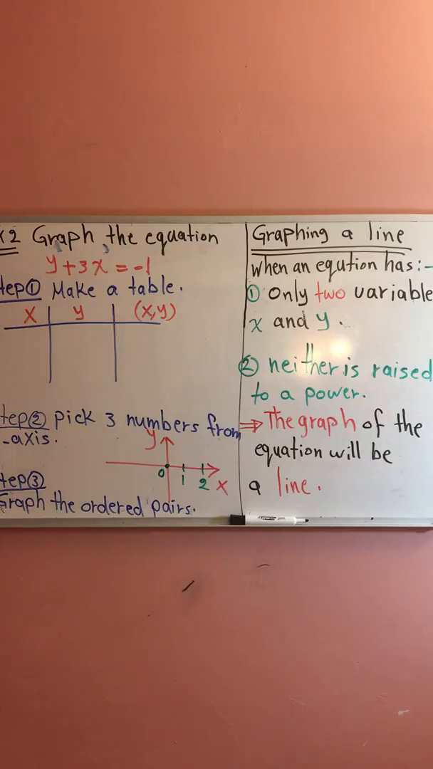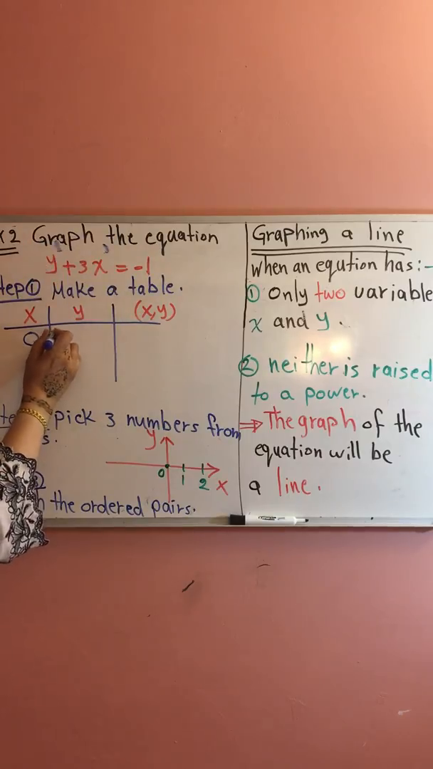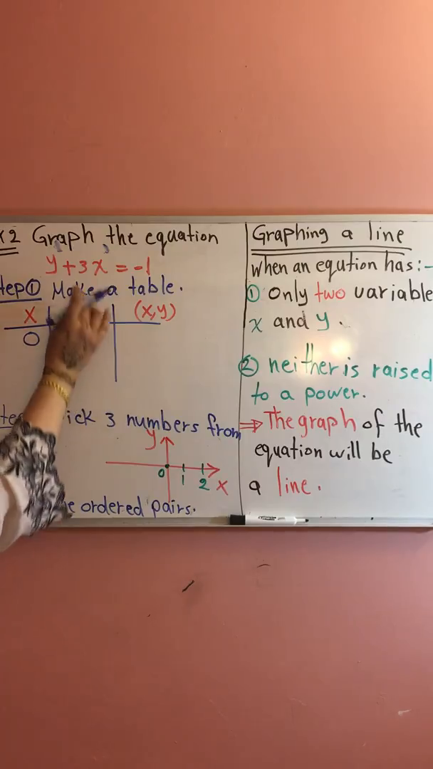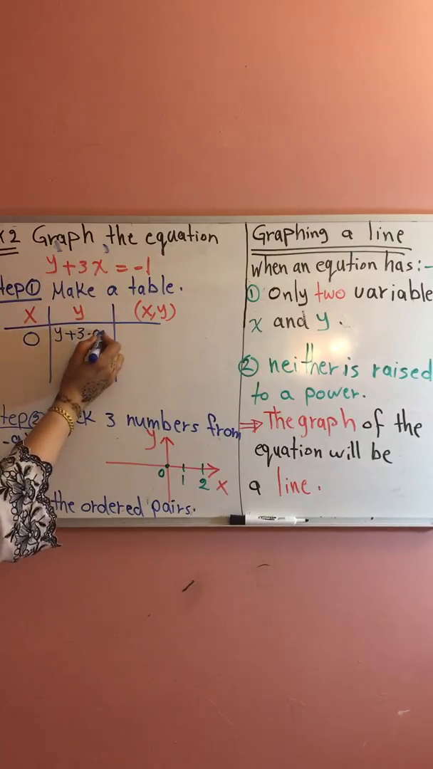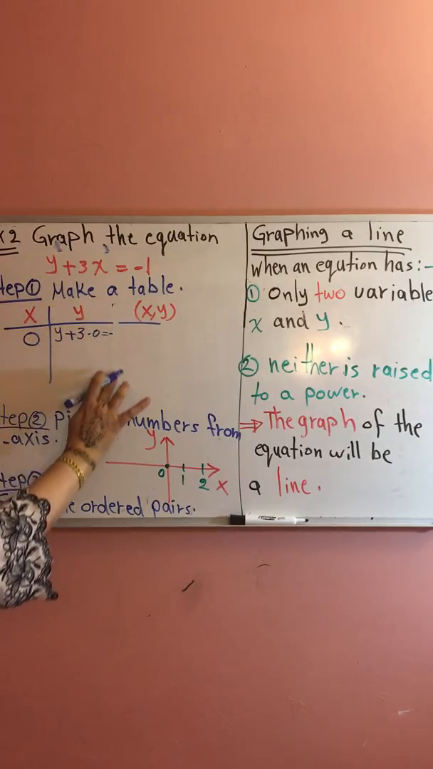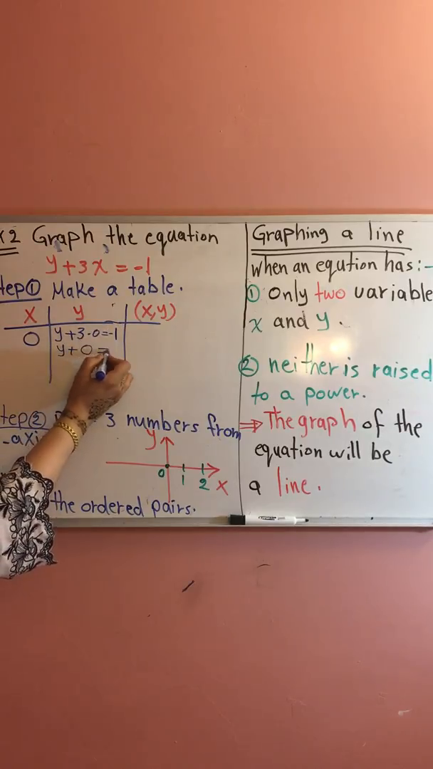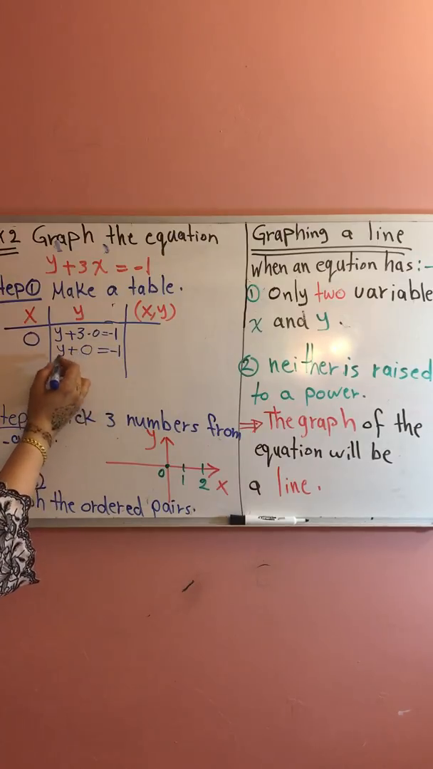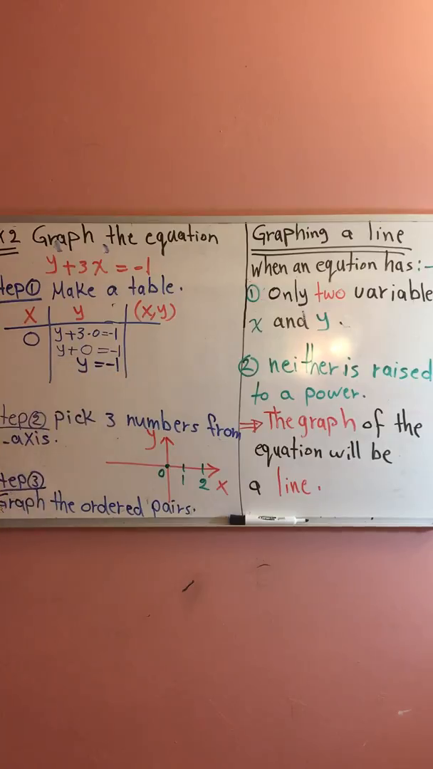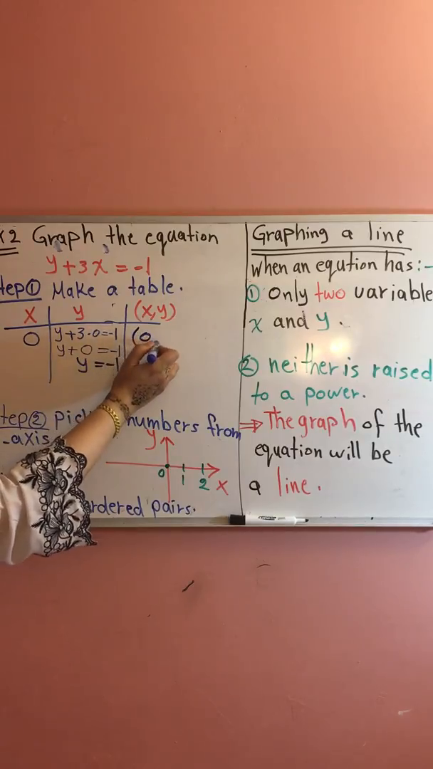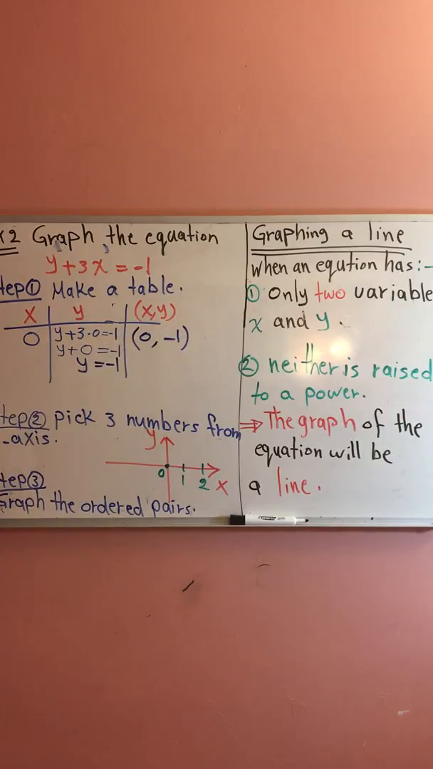Now guys, we're gonna go to step 1. So the first number I'm gonna use for x is 0. This is the first number. I'm gonna substitute 0 in the equation. So my equation is y plus 3 times x, which is 0, times 0, equals negative 1. Y plus 3 times 0 is 0, equals negative 1. Y plus 0 is y, so I'm gonna have y equals negative 1. So the first ordered pair is 0, comma, negative 1, and let's name it as A.